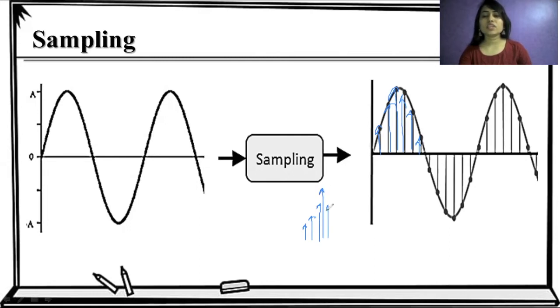Basically here we take a sample at a particular interval of time for a conversion into digital form. Here is the diagram of one envelope signal which is converted into a sampled form. This is the procedure of sampling for analog to digital conversion. Here we take a sample of a continuous analog signal at a particular instant of time.